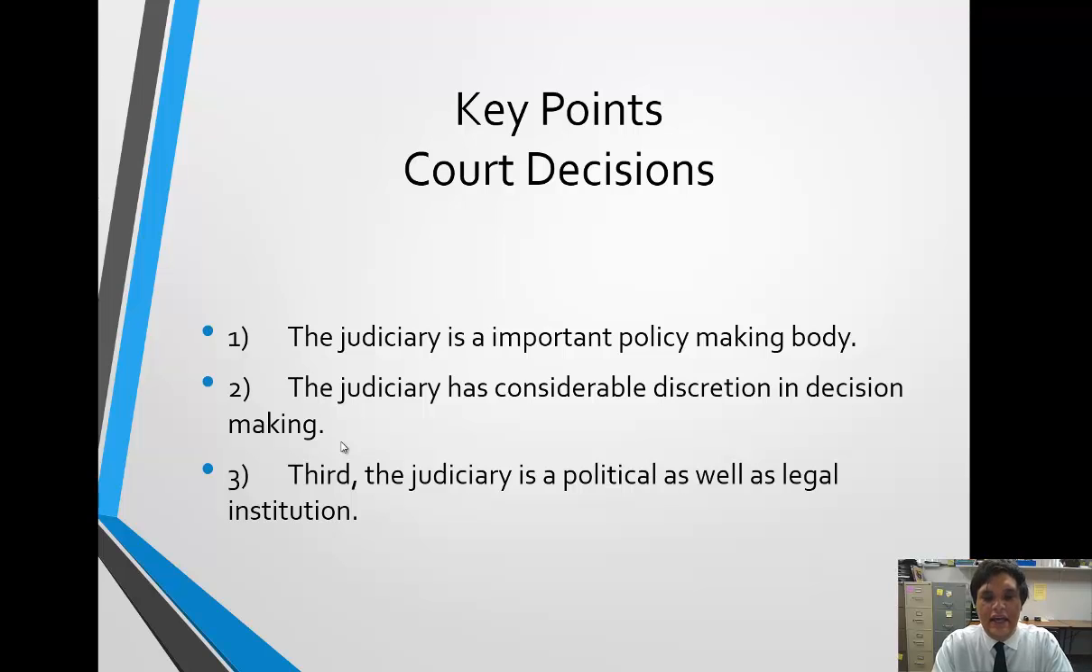And then finally, the judiciary is a political as well as a legal institution. We tend to like to think that it's only a legal institution, but let's be honest that the Supreme Court justices actually do have political agendas themselves and will decide accordingly on each case according to their own political beliefs or political ideology or political agenda. So those are the 3 key points to take away from the court decisions themselves.